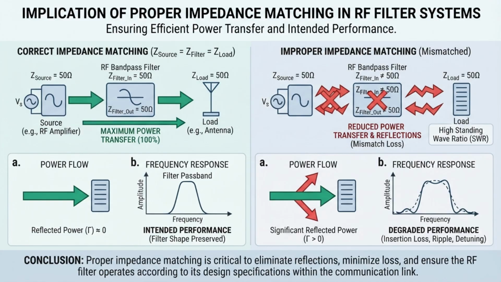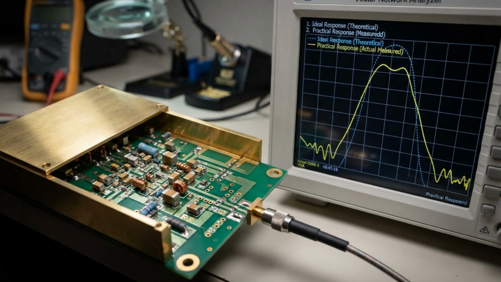In the previous lesson, we learned that proper impedance matching allows an RF filter to achieve efficient power transfer and perform as intended within a communication system. However, even with perfect impedance matching, practical filters still differ from their ideal theoretical models. Every real component introduces imperfections that affect the filter's frequency response.